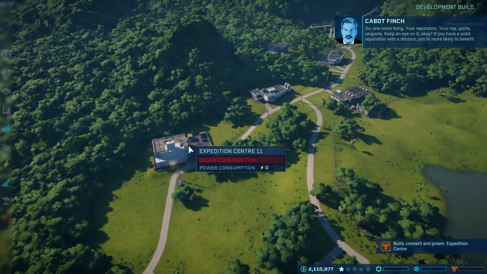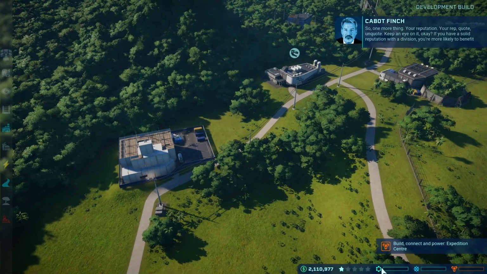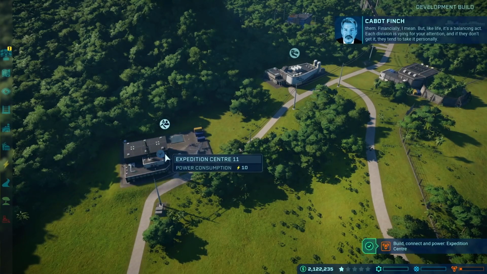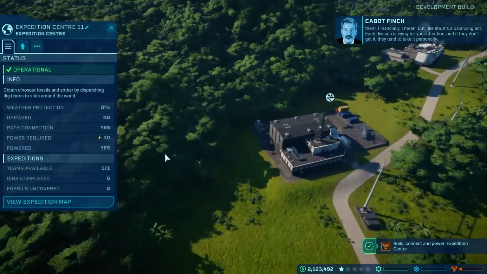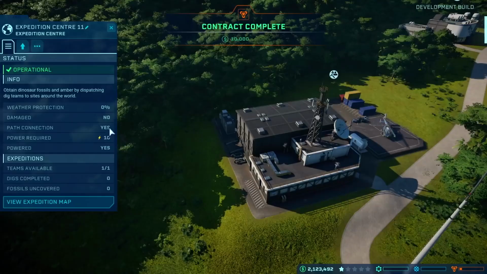So, one more thing. Your reputation. Your rep, quote-unquote. Keep an eye on it, okay? If you have a solid reputation with a division, you're more likely to benefit from them. Financially, I mean. But, like life, it's a balancing act. Each division is vying for your attention, and if they don't get it, they tend to take it personally.